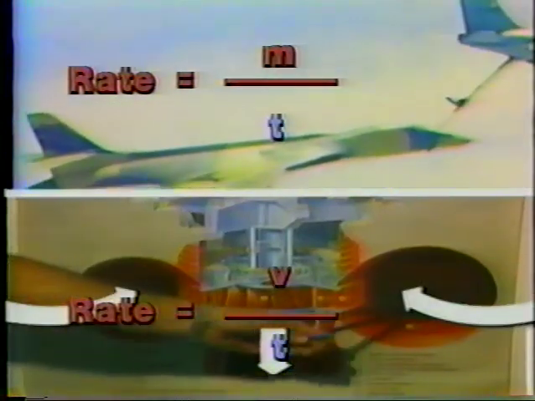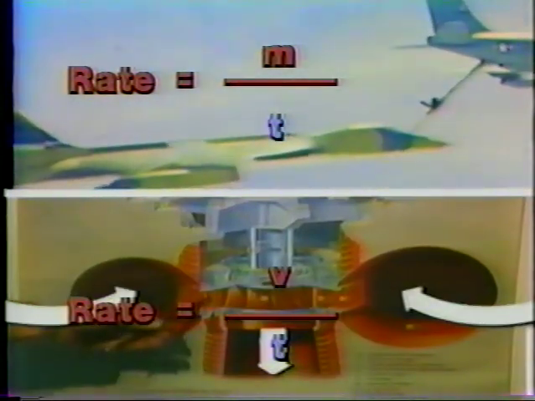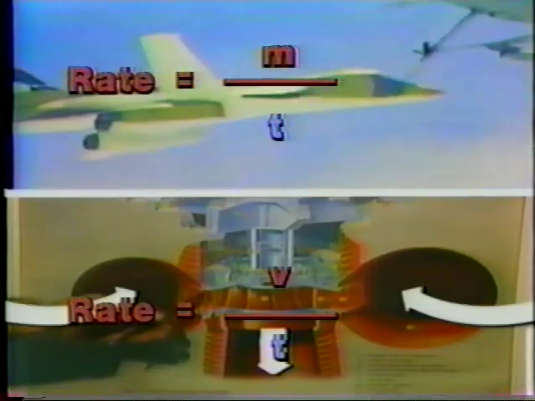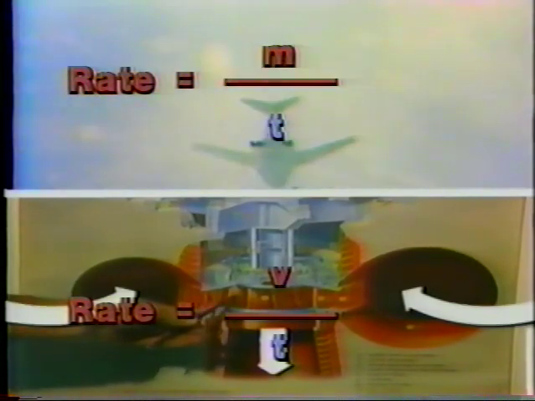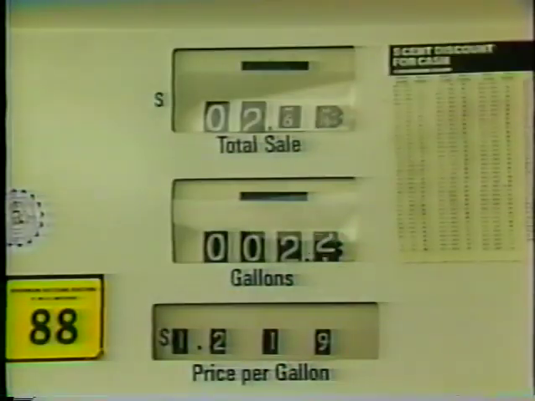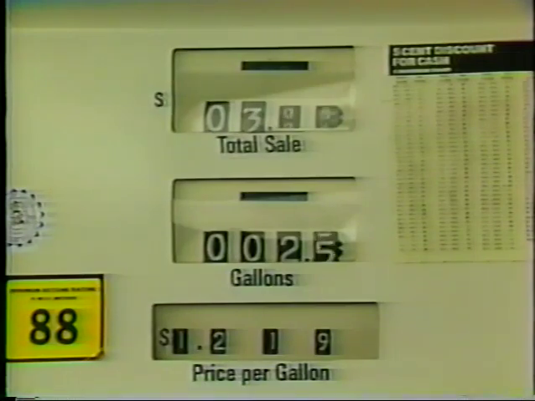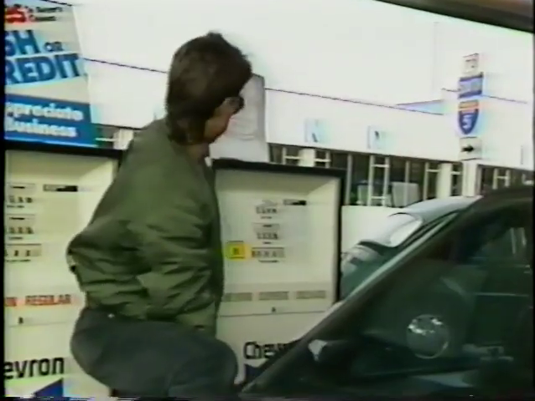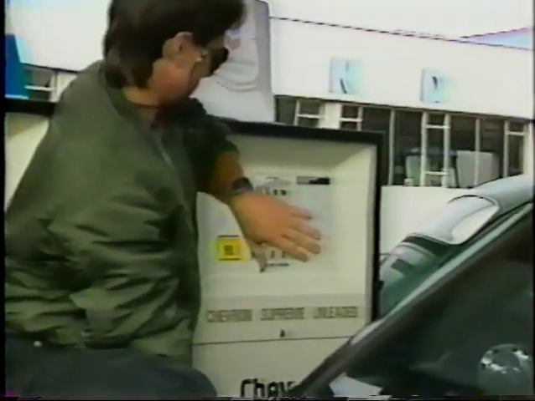These two ways of measuring fluid rate, volume over time and mass over time, simply measure how much fluid moves in a given period. The next time you fill up, you can calculate the flow rate of a pump. The pump tells you the volume. A watch will tell you the time.